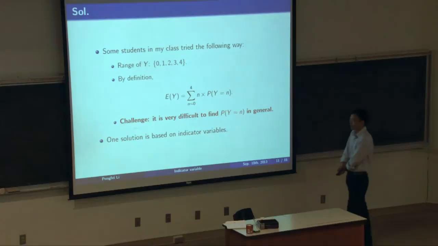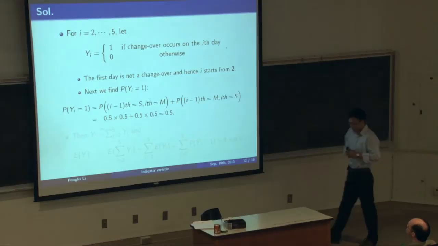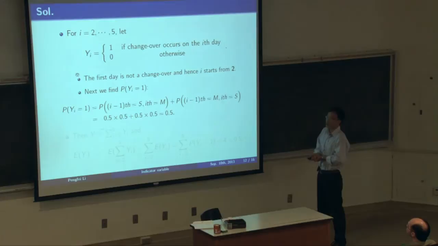Here's the solution. Starting from i equal to 2 to 5, we define four indicator variables. If a changeover occurs on the i-th day, then the indicator variable equals 1, otherwise it equals 0. Now, I would like to emphasize that the first day is not a changeover, because we don't compare the first day with a zero-th day. So I start from 2, and then we have four indicator variables.